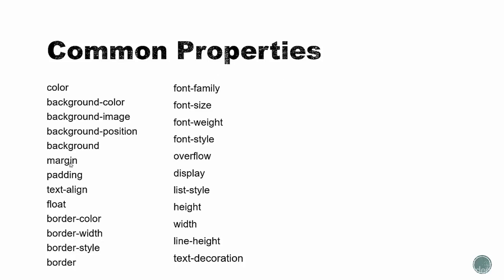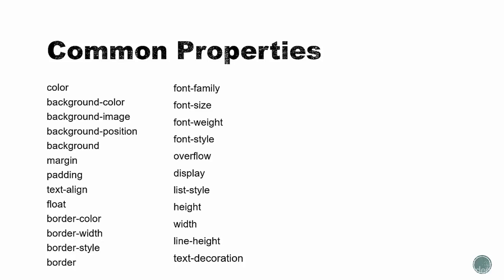Then we have margin and padding, which gives spacing inside and outside of the element. We have text align, float, which will float elements and text to the right or the left. Border, we have different border properties here, color, width, style. We can also use the border property and include all of those. And then font family, font size, font weight, which we could use to bold our text. Font style, which could be italic, underline, things like that.